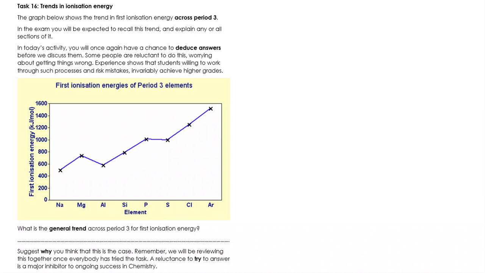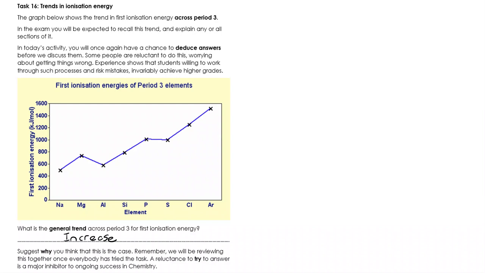And then we need to explain why that's the trend. As you do more work on periodicity, you will get more and more familiar with some of the key ideas. The general trend is a direct observation from the graph. It's an increase. It goes up from sodium to argon. Yes, there's a dip from magnesium to aluminium.